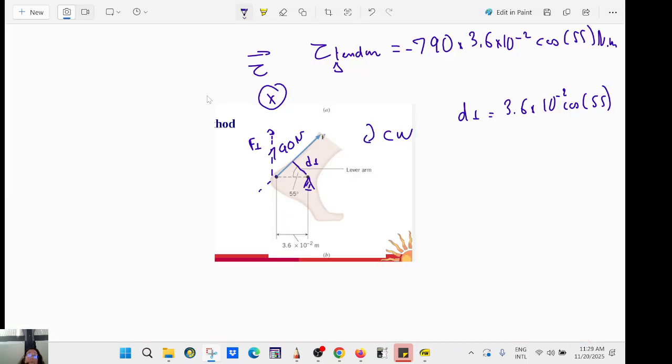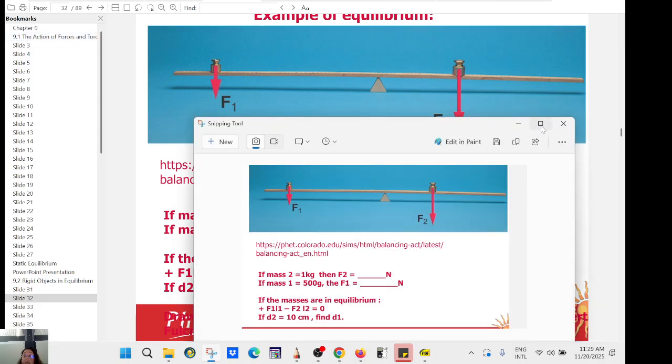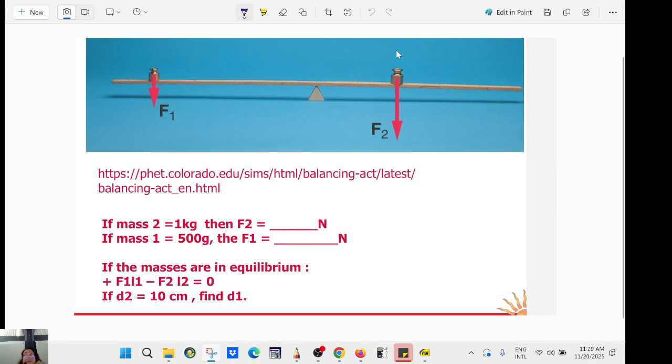It's going to be double. Yes, double, right? If this is 1 kilogram and this is half, if this is 10 centimeters, that will have to be 20 centimeters. Okay, it's an easy static equilibrium.